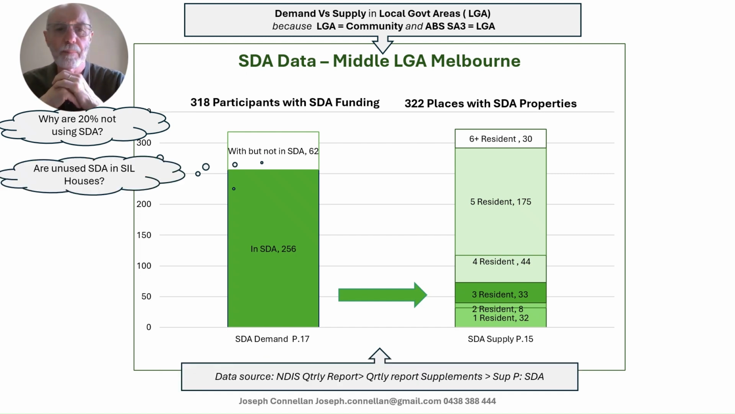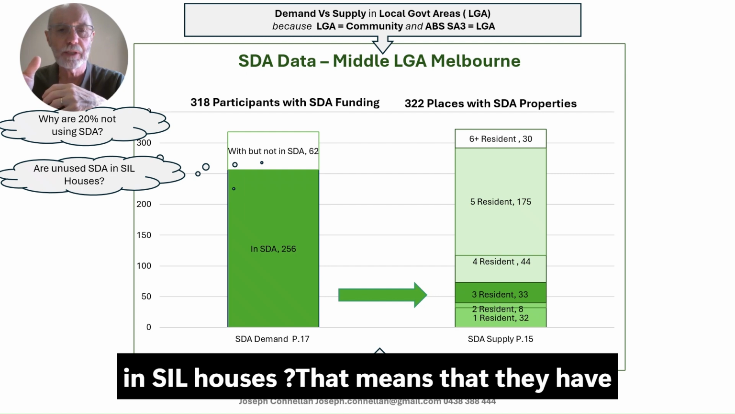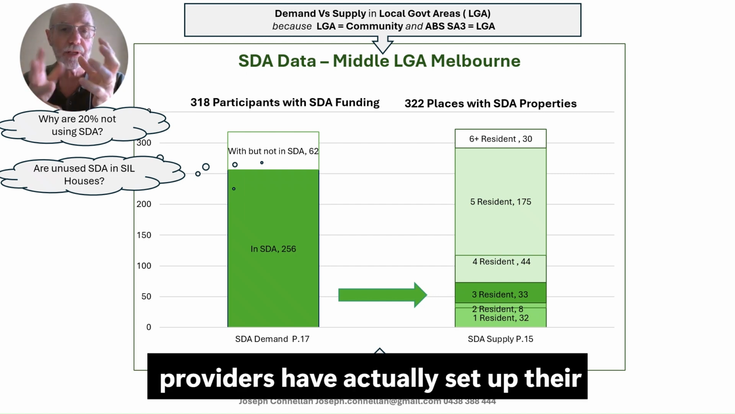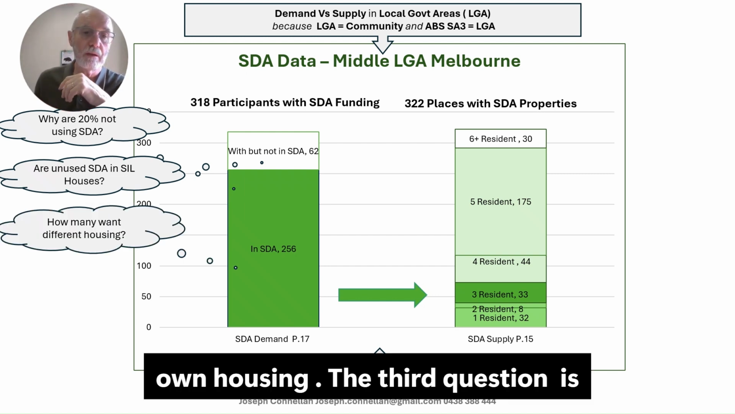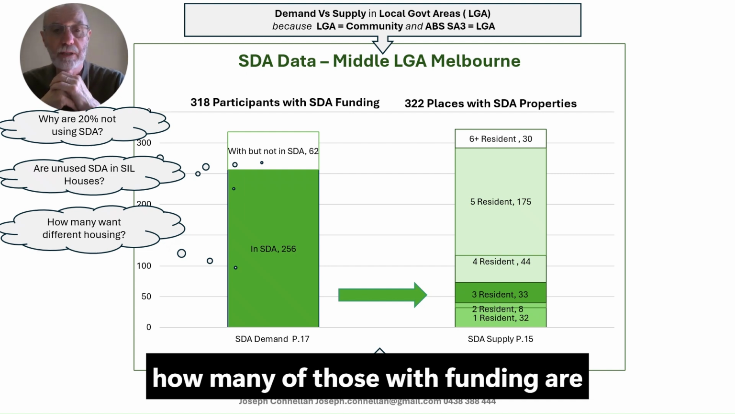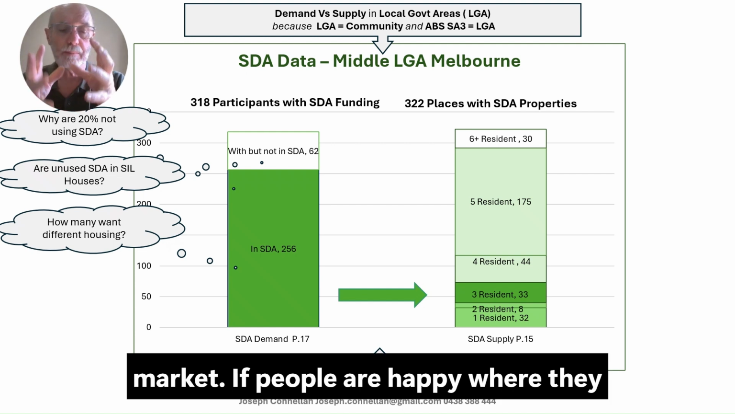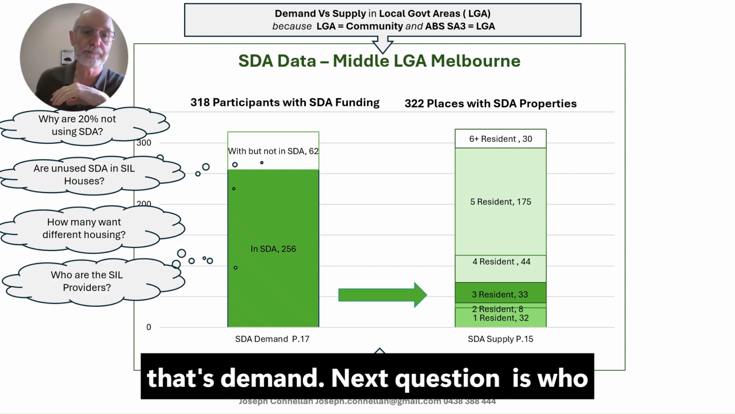Second one is, are the people with unused SDA sitting simply in still houses? So it means that they have dropped out of the SDA system, or it's too hard, or the support providers have actually set up their own housing system. Third one is, how many of those with funding are looking for some form of different housing? Because this essentially is a market. If people are happy where they are, I'm not going to move, there's no demand. But if people want to move, that's demand.